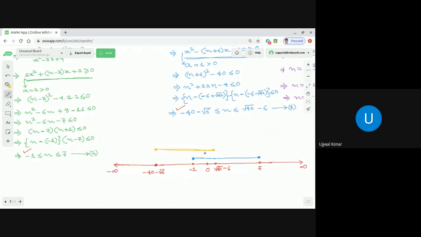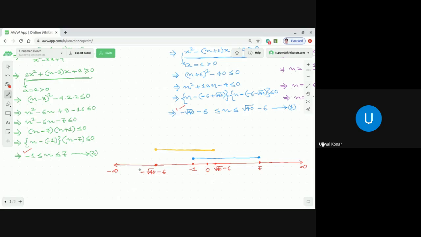Correct, sir, dear students? Achha, I made one small mistake here. It is a typo. It is square root of 40 minus 6, right, no? So then eventually I need to correct it here. And we get it here. This point is minus of square root of 40 minus 6.